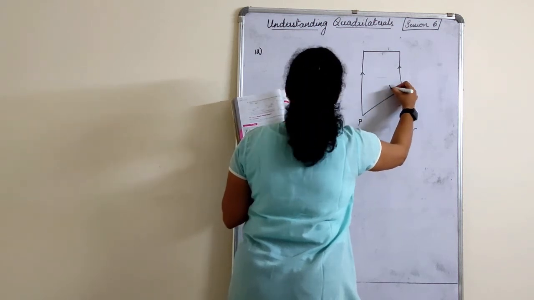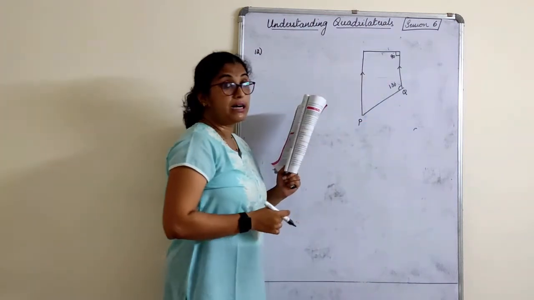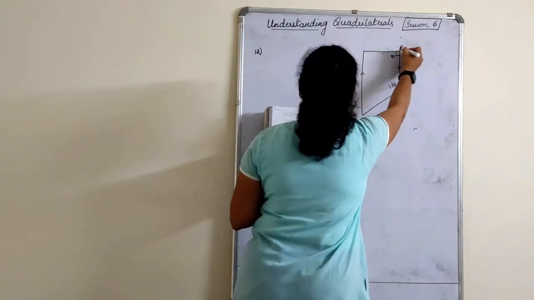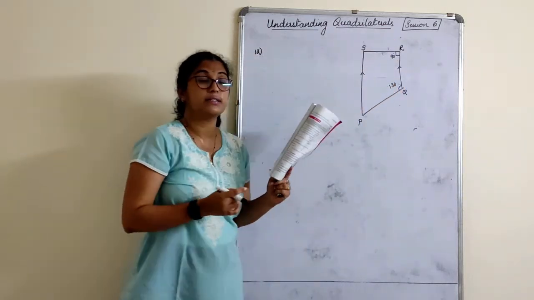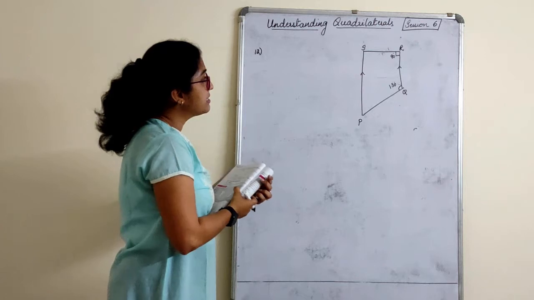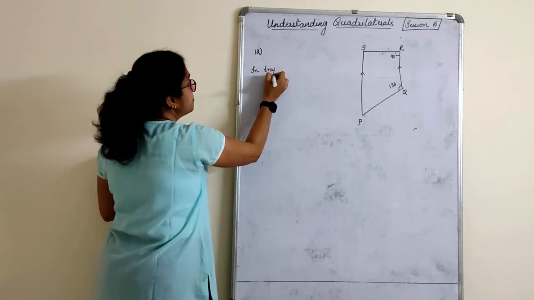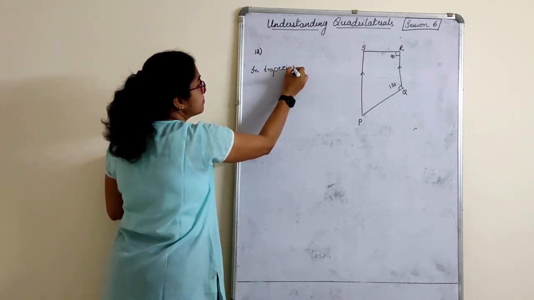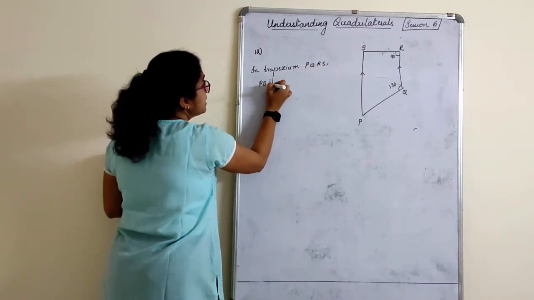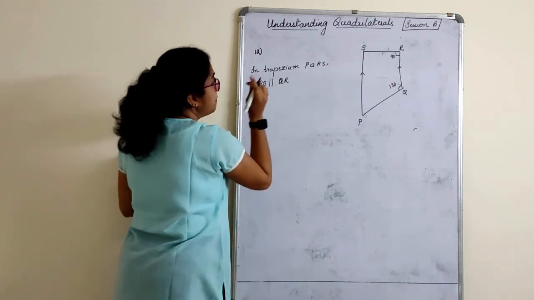P, Q, where this is 130, this is marked as 90. Why did I mark 90? They haven't given 90. The symbol tells that it is 90 degree. R and S. So quickly let us find. Now what have they asked to find? Find the measure of angle P and angle S. How do I find it? It's a trapezium. So in trapezium PQRS, PS parallel to QR, perpendicular, so it is 90.